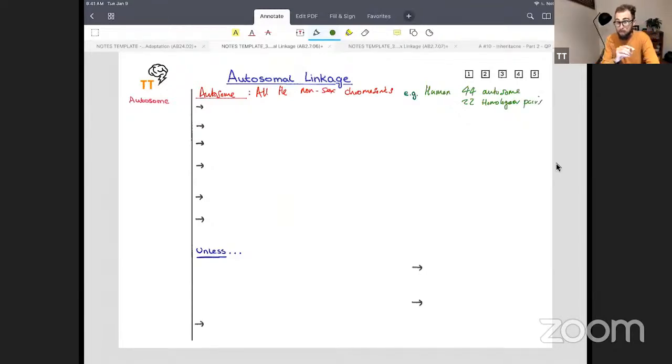But you're right, they're numbered 1 to 22. But chromosome 12, there are 2 chromosome 12s. One's from your mum, one's from your dad. They carry the same genes, but they have different alleles. We covered this already.